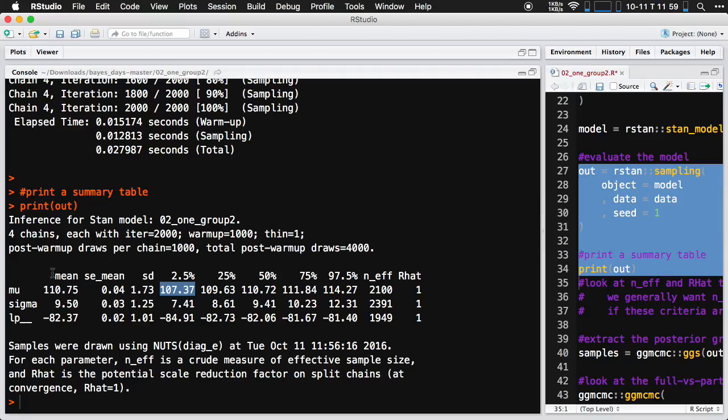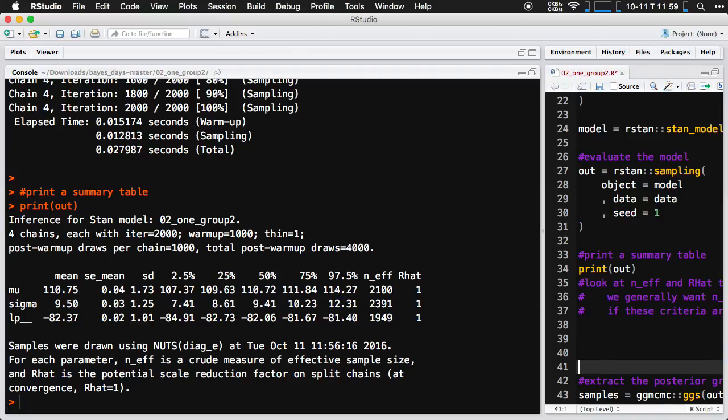So we have those descriptors for the mu parameter, which sets where the population's mean is. But we were also uncertain about sigma, the variability of the population parameter, so we get a posterior distribution on sigma. It is centered on about 9.5, on the real scale, and has a standard deviation of about 1.25. Credible interval from 7.41 to 12.31.